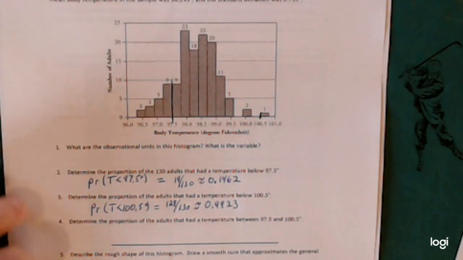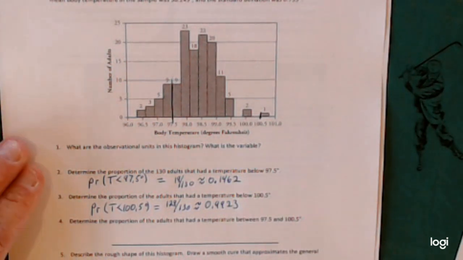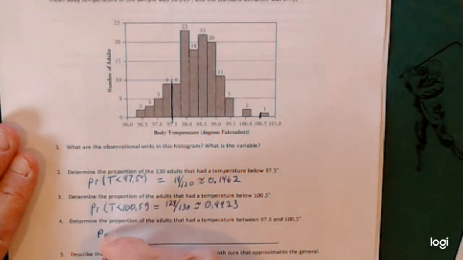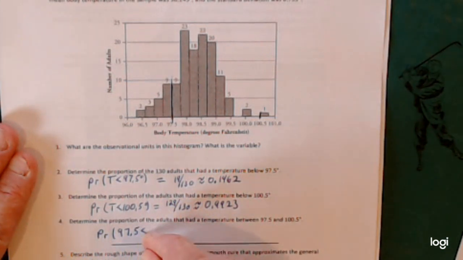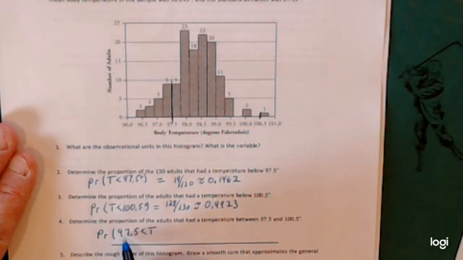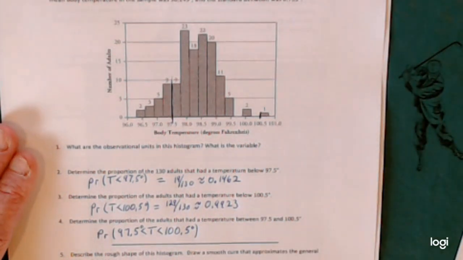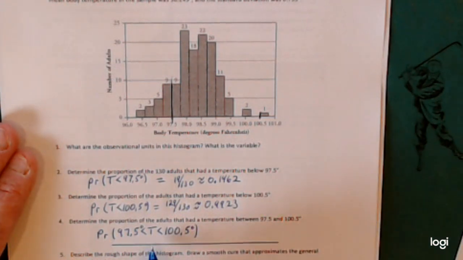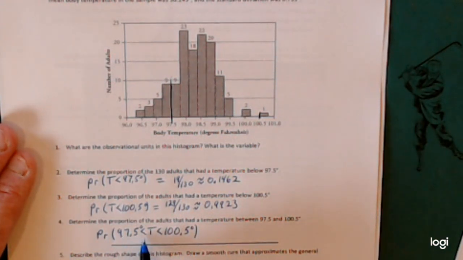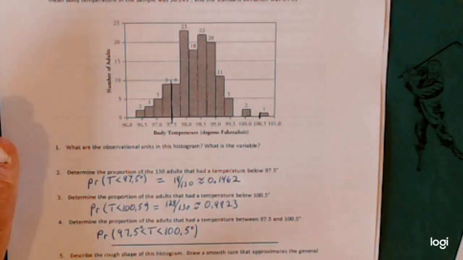So a couple ways to think about this, right? We're trying to find the proportion of the adults that had a temperature between 97.5 and 100.5. I'm going to write this as the proportion that had a body temperature between these. So the temperature is greater than 97.5 and also less than 100.5. Okay? The notation might look a little confusing, but it is really helpful for us. So my temperature is greater than 97.5 and less than 100.5. I want to find that proportion, and as I said, there's at least a couple ways you can think about it.